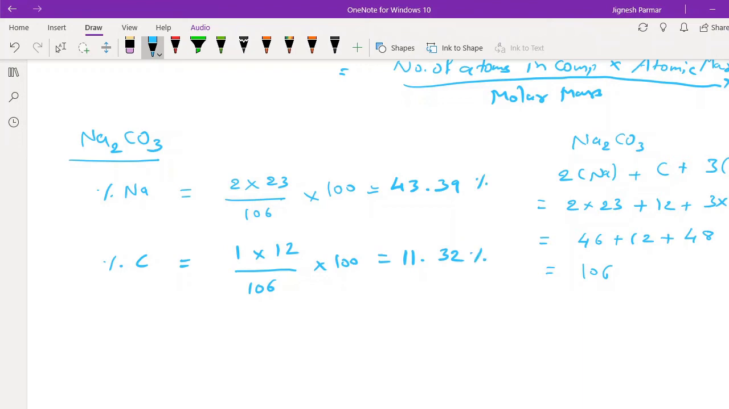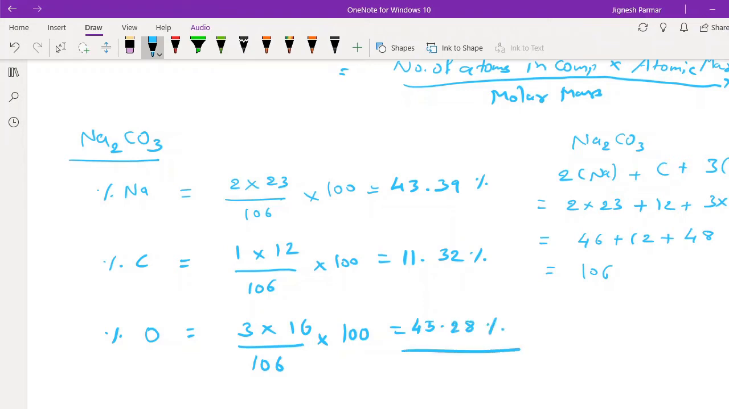Now the last one, the percentage of oxygen. How many oxygen atoms do I have? 3. What is the atomic mass of oxygen? 16. Let's see, 16 3s are 48. 48 divided by 106 multiplied by 100 is equal to 45.28. This is the percentage.